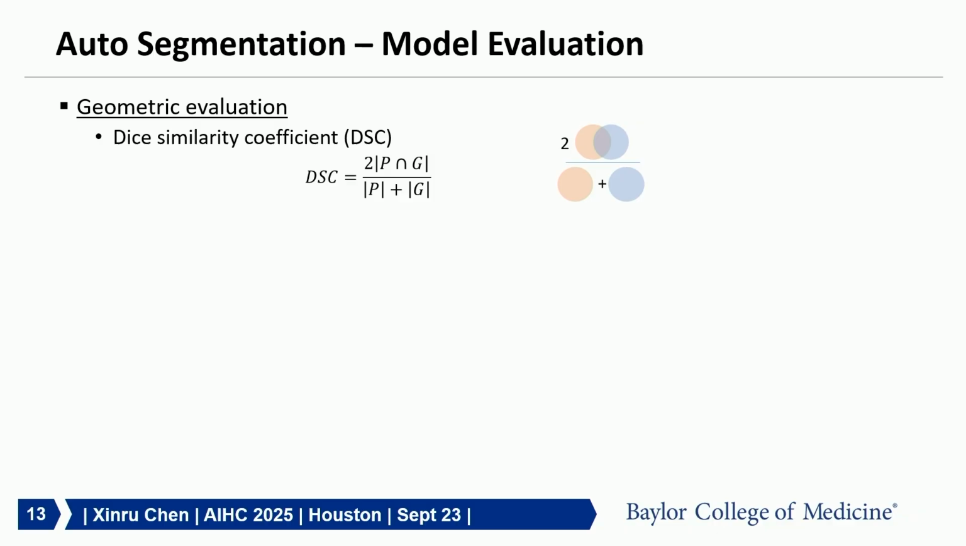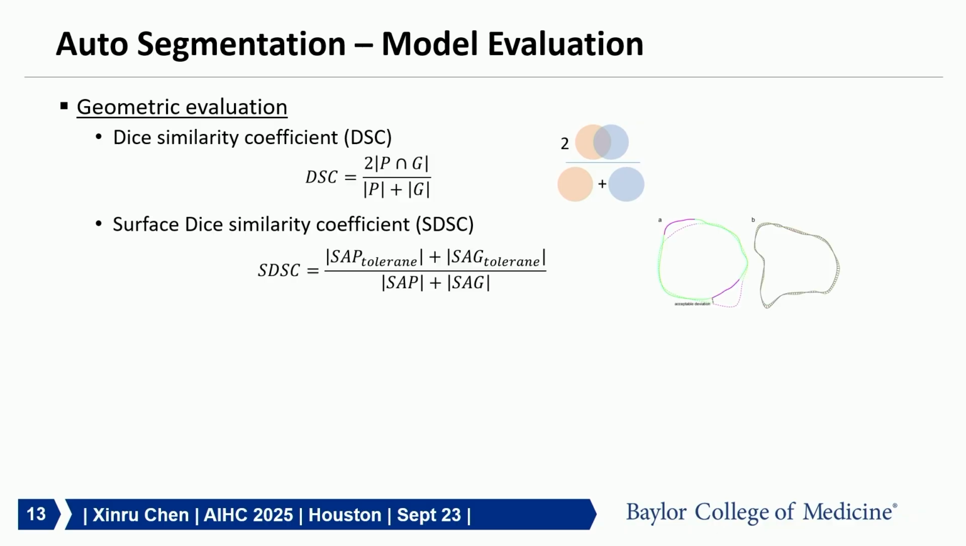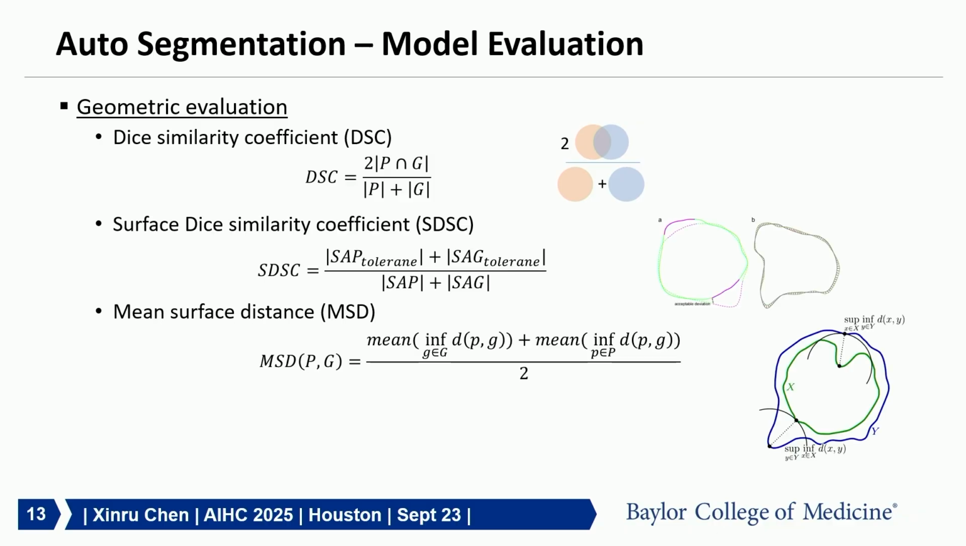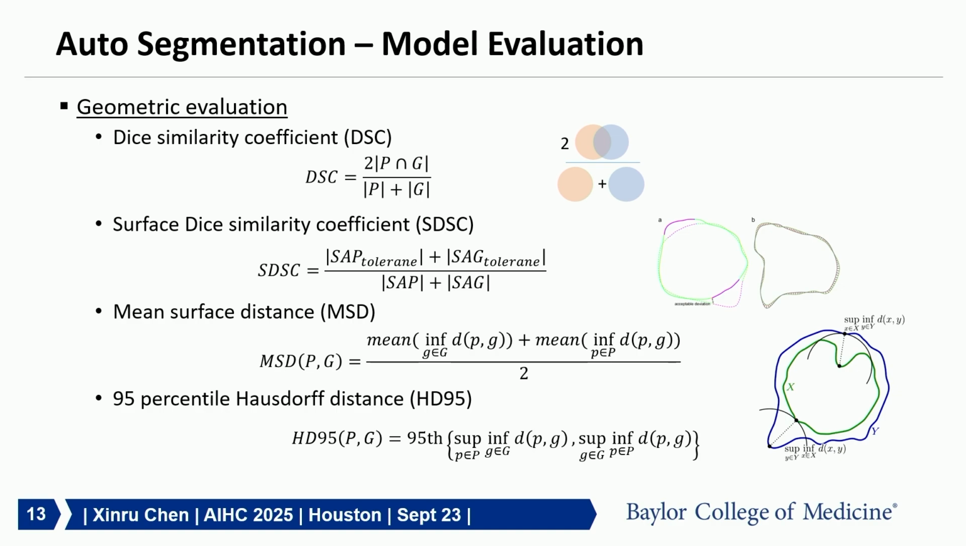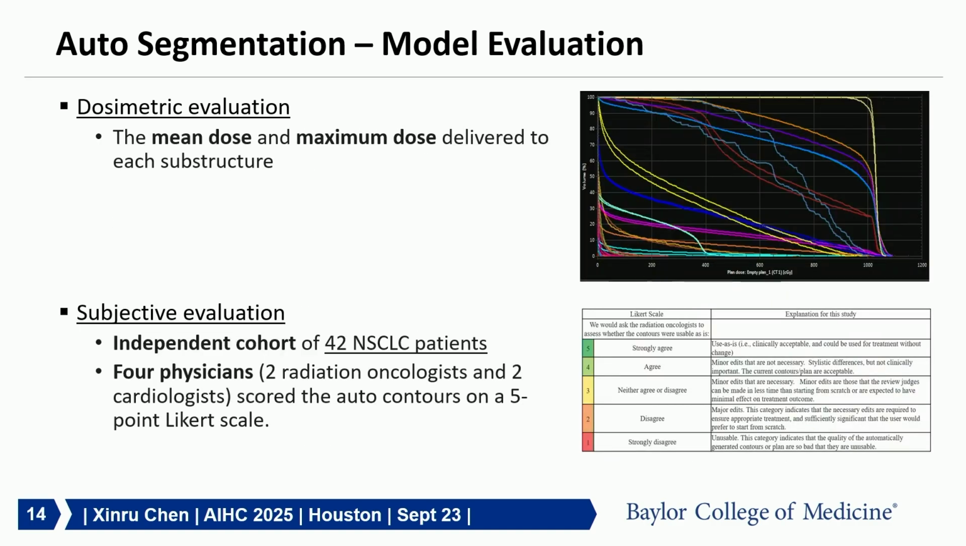For geometric evaluation, we use the Dice similarity coefficient, surface Dice, mean surface distance, and 95th percentile Hausdorff distance. For dosimetric evaluation, we compare the mean dose and maximum dose delivered to each substructure, and for subjective evaluation, we have 4 physicians score the auto contours on a 5-point Likert scale, with 5 indicating use as is, 4 minor edits not necessary, 3 minor edits necessary, 2 major edits, and 1 totally unusable.